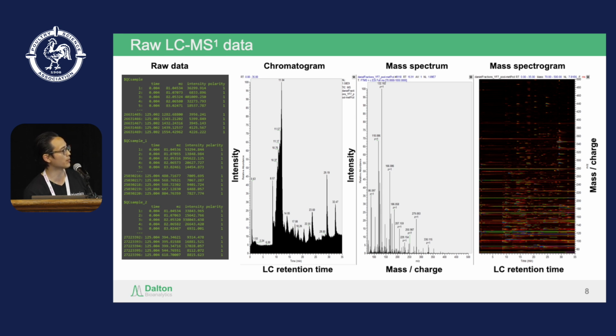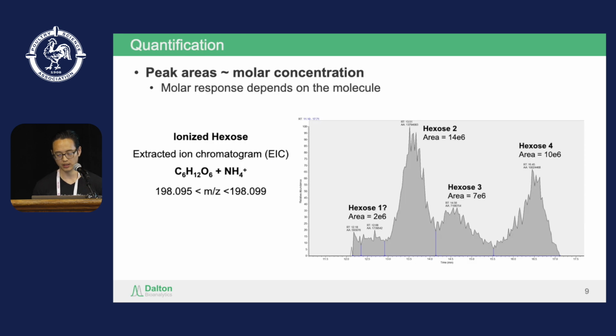These are different molecules, intense molecules. Actually, each one of these time slices is a mass spectrum, and then if you plot it a different way in a mass spectrogram, you can see LC time on the x-axis, mass to charge on the y-axis. You can see all of these little specks are different molecules. So it's quite complex.